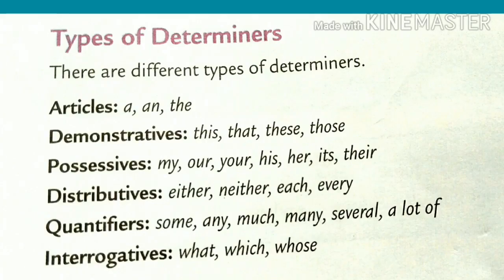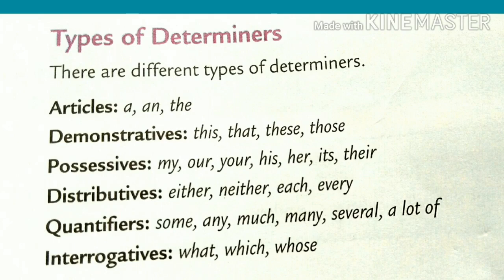Now we can see about the types of determiners. We have different types in adjectives, and in determiners also we have different types. First one is articles. The determiners in articles are a and the. Second type is demonstratives. Demonstratives determiners are this, that, these, those.